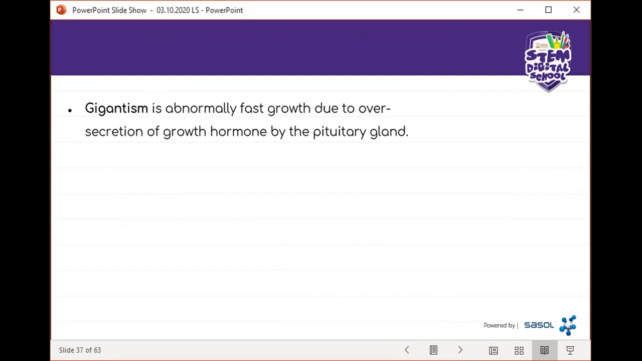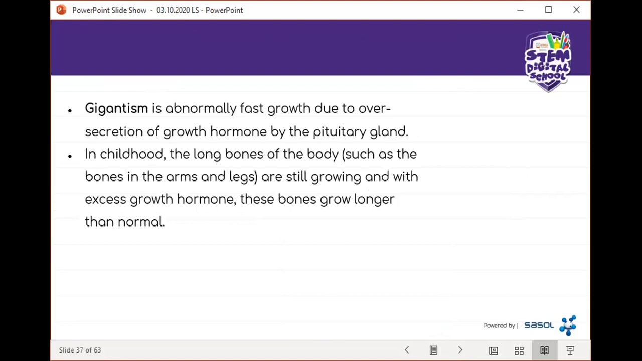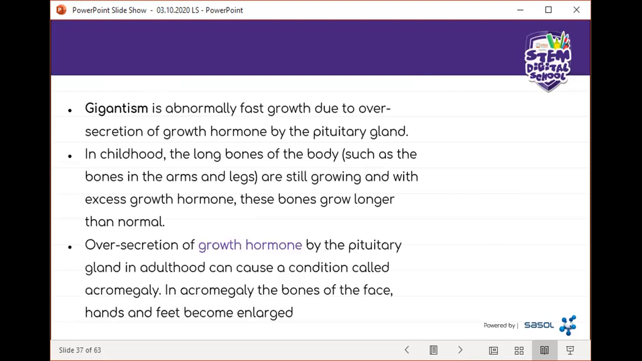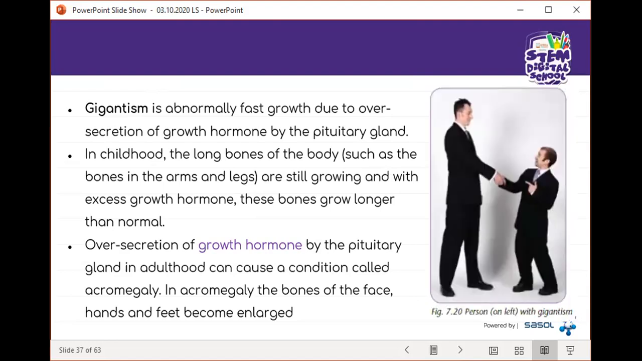Then another pituitary gland associated disorder is gigantism. Gigantism is abnormally fast growth due to oversecretion of the growth hormone by the pituitary gland. In childhood, the long bones of the body, such as the bones of the arms and legs, are still growing with the excess growth hormone that is secreted, so these bones grow longer than normal. Then oversecretion of growth hormone in adulthood can cause a condition which we call acromegaly. In acromegaly, the bones of the face, hands, and feet become enlarged.